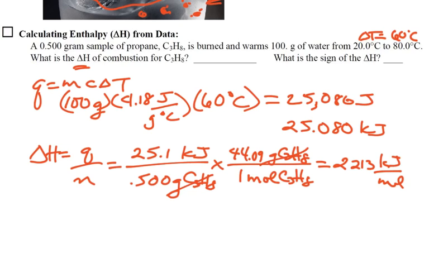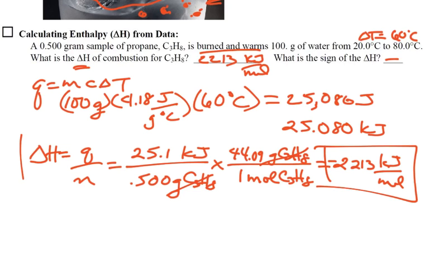And because this is burning and it's warming and giving off energy here, that's going to be a negative value. So what's the sign of the delta H? It's negative. And 2,213, with significant figures, we should probably round that off to 2,200 kilojoules per mole.